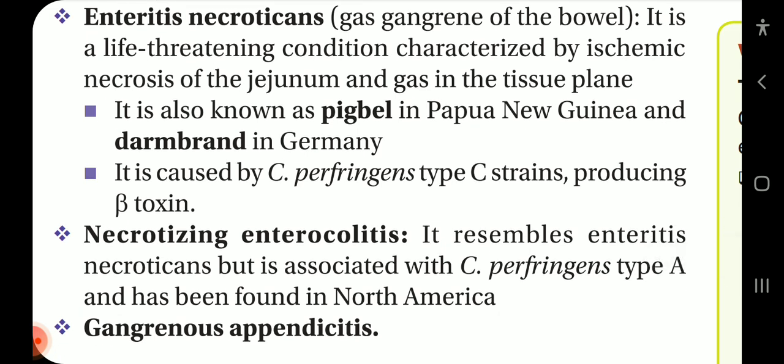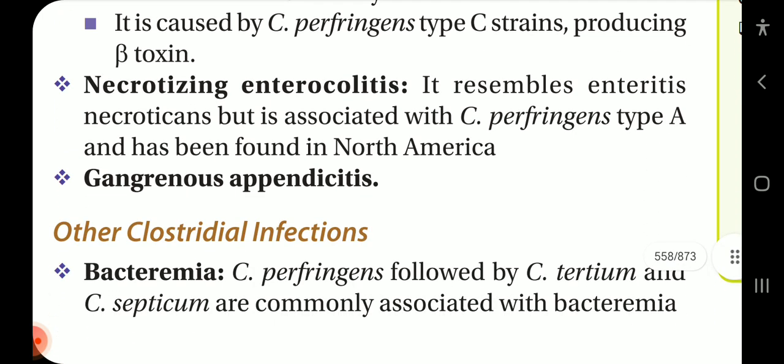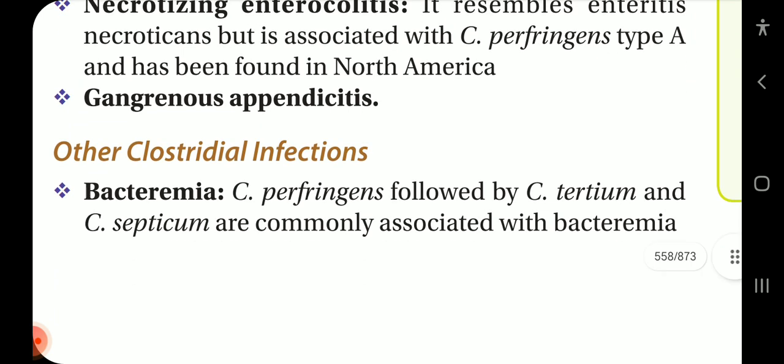Enteritis necroticans, gas gangrene of the bowel. It is a life-threatening condition characterized by ischemic necrosis of the jejunum and gas in the tissue plane. It is also known as pig-bel in Papua New Guinea and Darmbrand in Germany. It is caused by Clostridium perfringens type C strains producing beta toxin. Necrotizing enterocolitis resembles enteritis necroticans but is associated with Clostridium perfringens type A and has been found in North America. Gangrenous appendicitis is also seen.